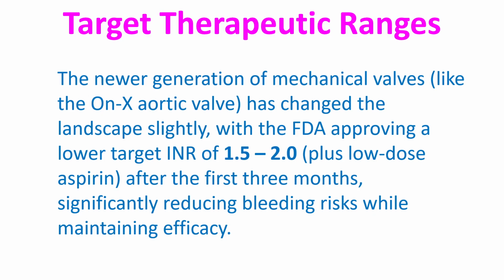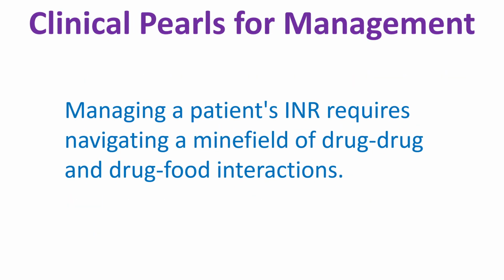The newer generation of mechanical valves like the On-X aortic valve has changed the landscape slightly, with the FDA approving a lower target INR of 1.5 to 2 plus low-dose aspirin after the first 3 months, significantly reducing bleeding risk while maintaining efficacy. Managing a patient's INR requires navigating a minefield of drug-drug and drug-food interactions.